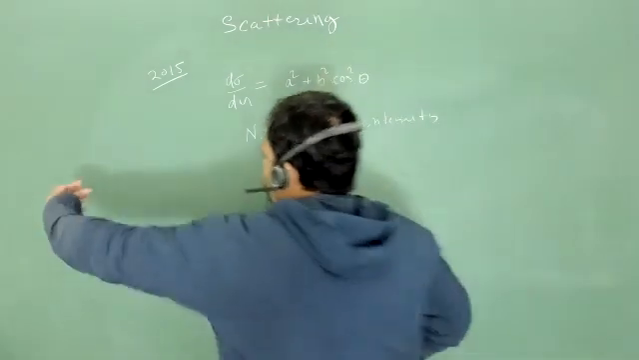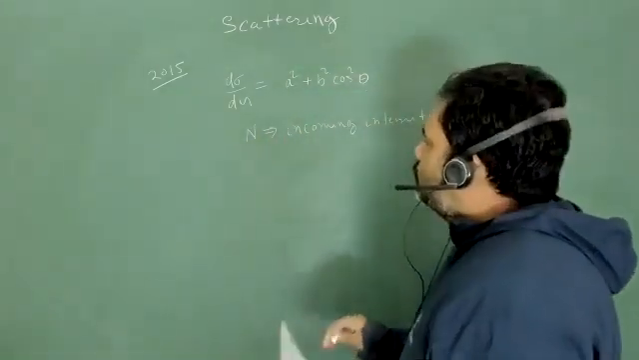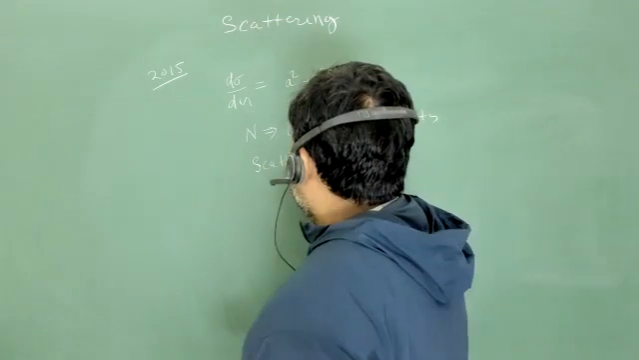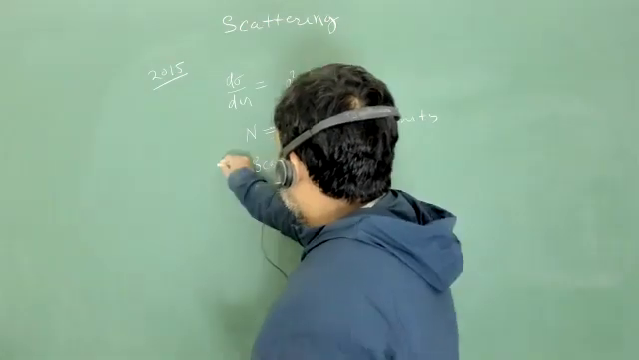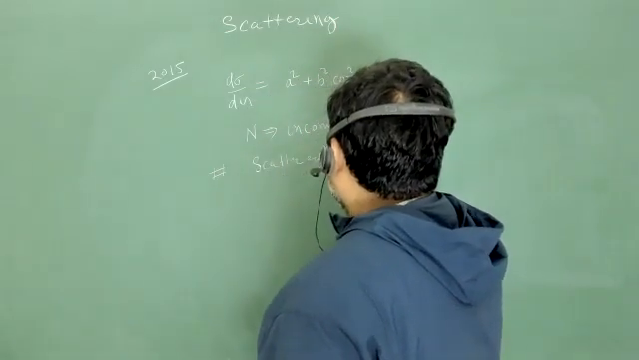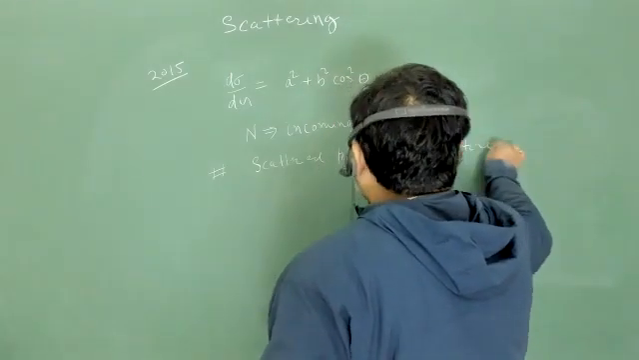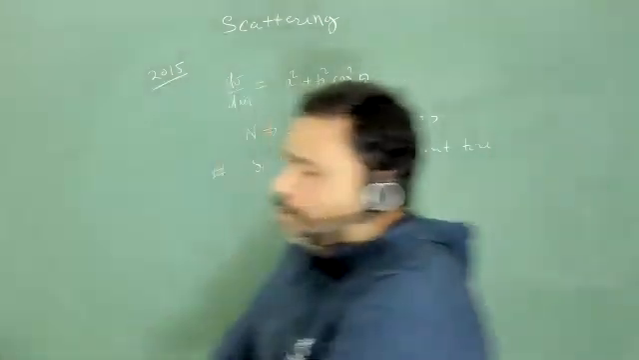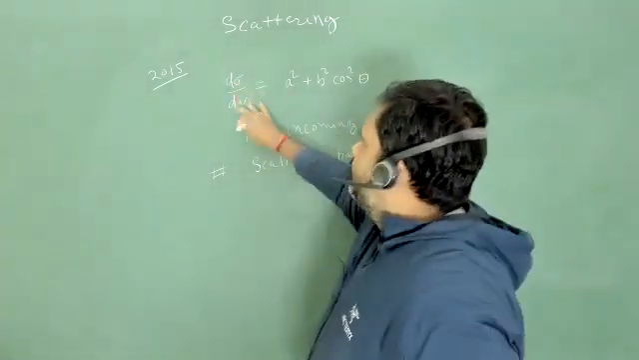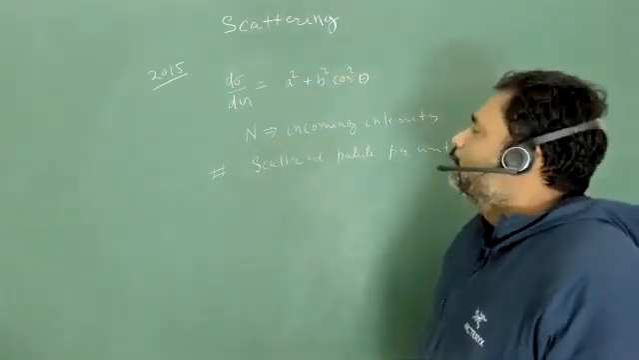So n is the total number of particles coming per unit area per unit time. We have to find the number of scattered particles per unit time. We have to calculate this particular thing. So how many particles will be scattered per unit time if this is the profile of d sigma upon d omega? So what is this particular thing?